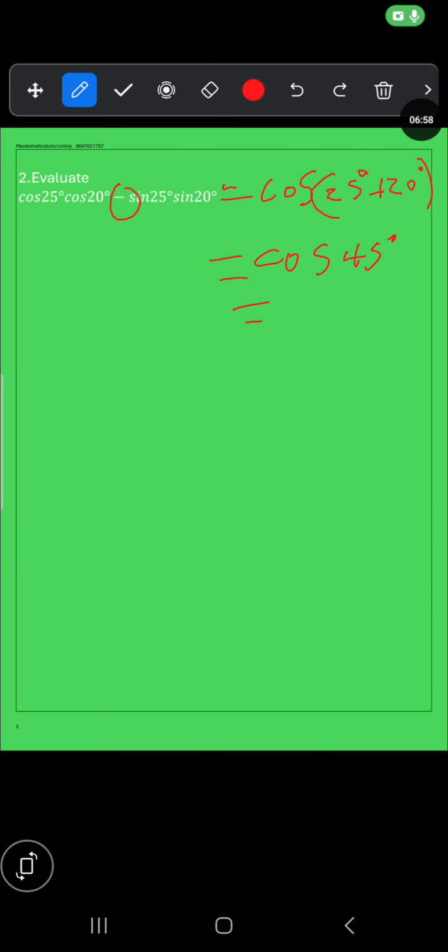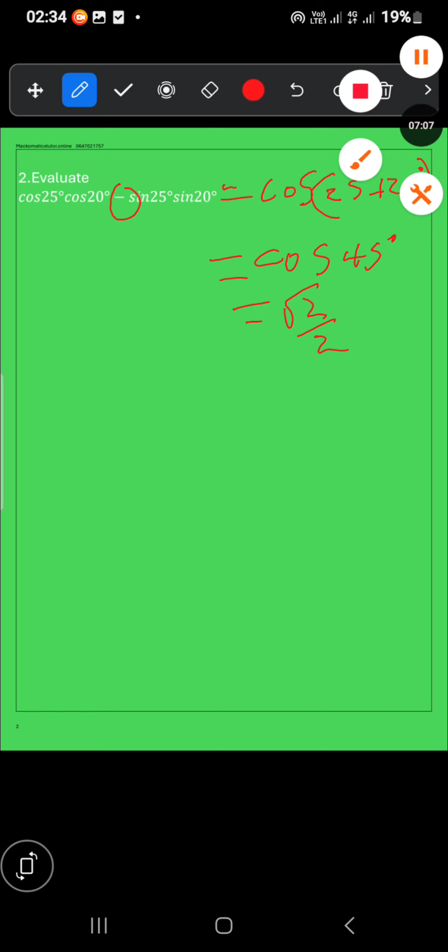You are going to write this as root 2 over 2. Then in this way you'll be done with this question. Let's look at the next.